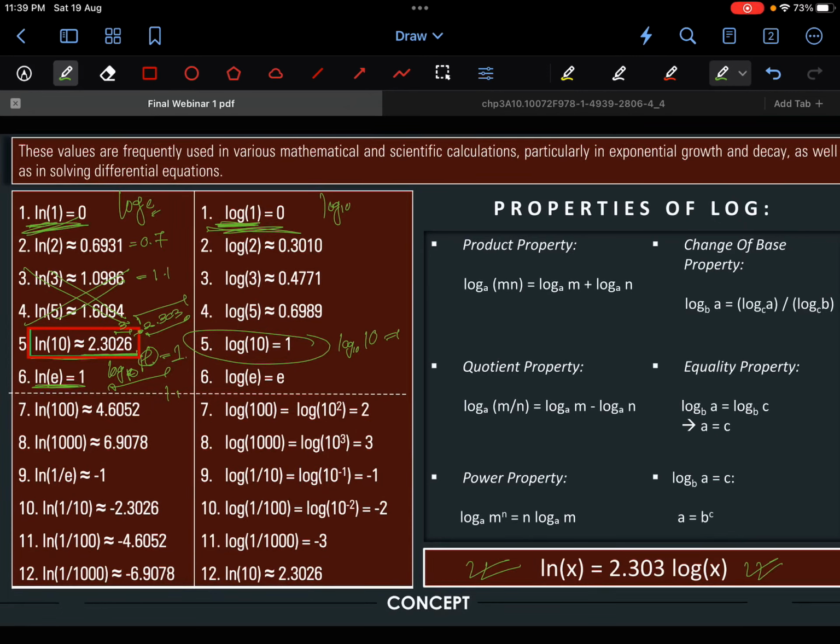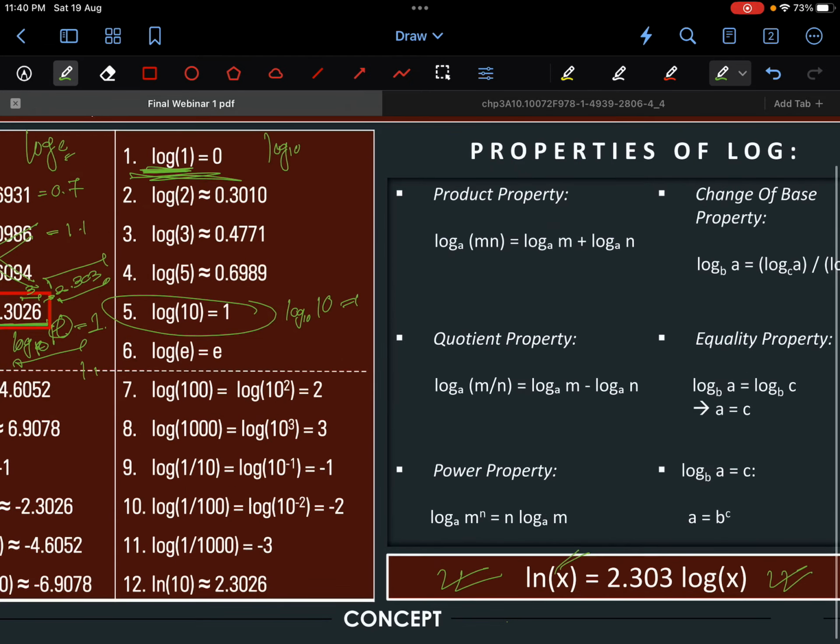ln x is equal to 2.303 log x. Okay, so x can be anything. So if you need to convert anything from ln to log, we use 2.303.